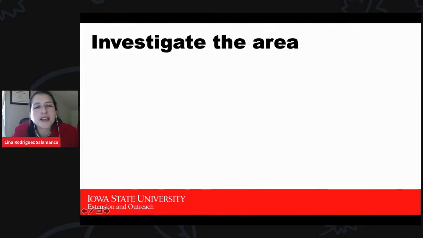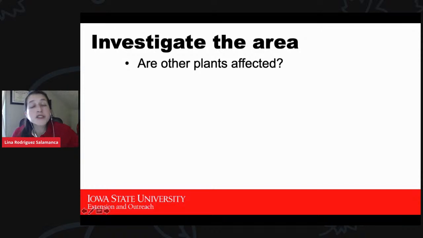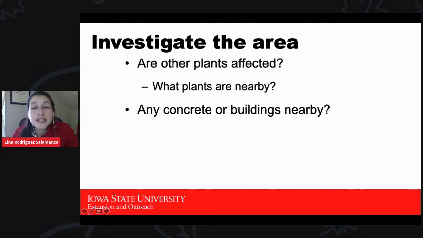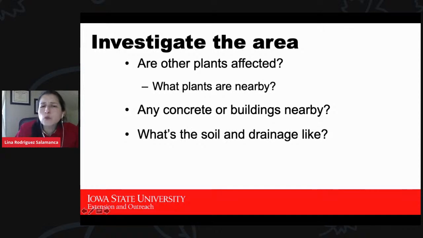So we just did a quick investigation of that area on those photos. But as you continue to look at a problem and investigate it, see if there are other plants that are affected. Look at the plants nearby. Look if they have similar symptoms. Think about what stressors, treatments, or other factors those plants have in common. Are there any concrete or buildings nearby? That's definitely a temperature differential when a tree or a shrub is really close to a house. Also inspect what the soil and the drainage are like for the area where that plant is located. That will be very, very important.